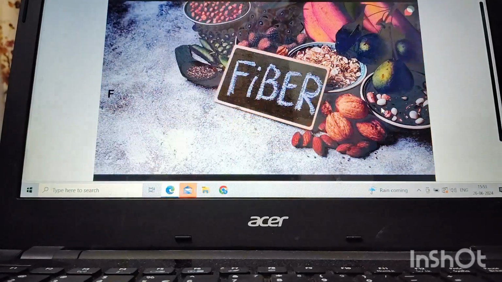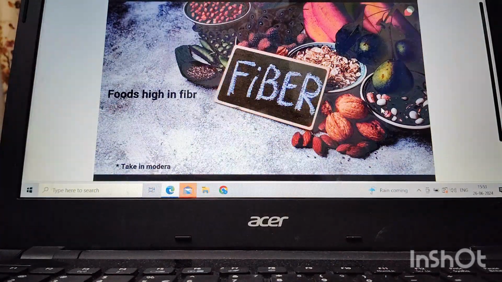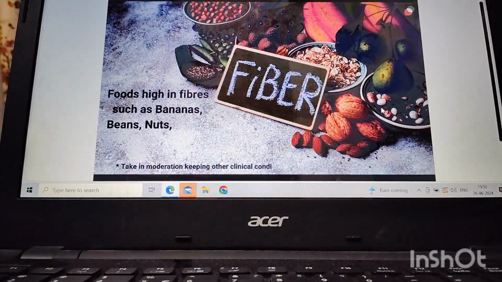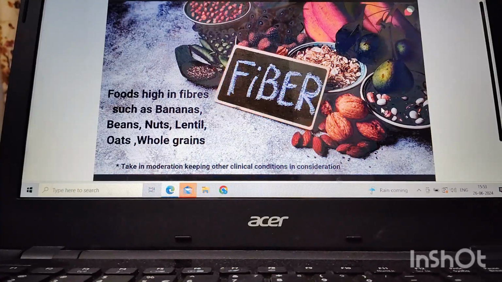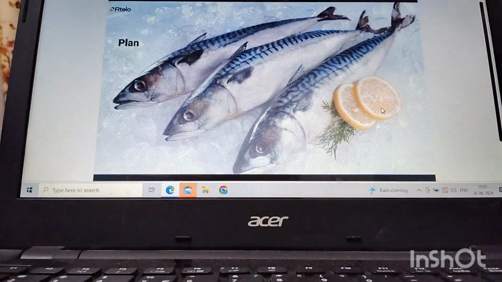Taking oral probiotics actually changes the flora of the vagina. Next, foods that are rich in fiber such as bananas, beans, lentils, nuts, oats, and other whole grains can help remove harmful bacteria from your body. They also encourage regular bowel movements, which can help relieve some bladder pressure.